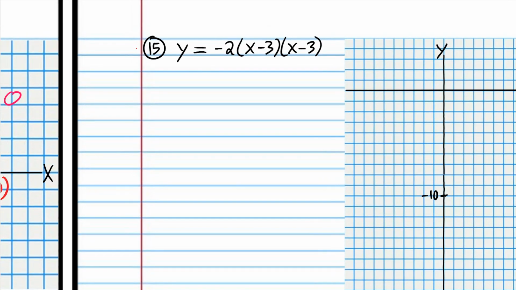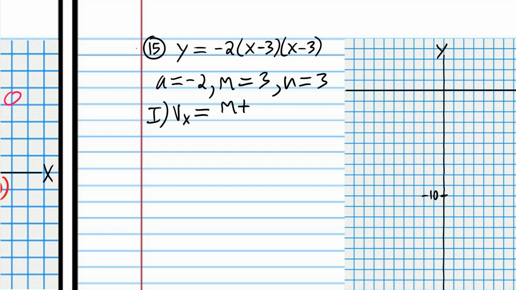So first we're going to label constants as usual. And notice m and n are the same. And then we're going to find the x value of the vertex as usual, using that special formula we use for intercept form.